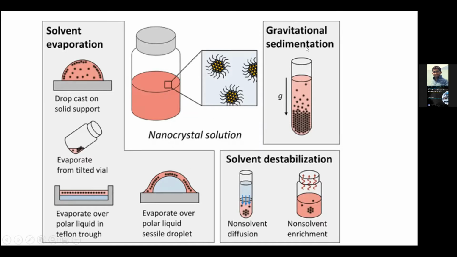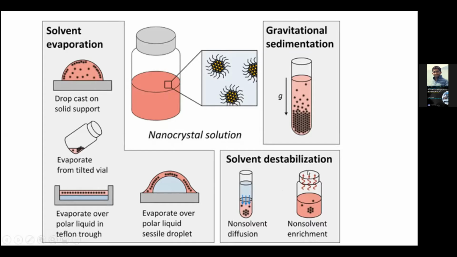And also gravitational sedimentation, but this is not a good thing to do for self assembly, because it assembles in a very different way, and it forms a supercrystal. So when it forms a supercrystal, you cannot use it as a film. It's a crystal. You can use it for other purposes, for example lasing, and superfluorescence, this kind of thing.